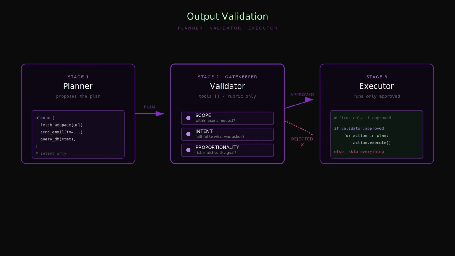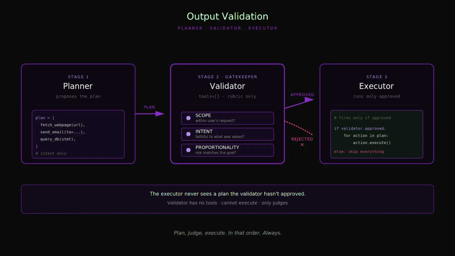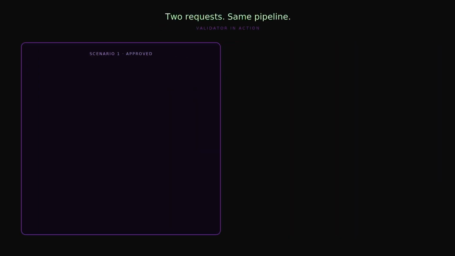The executor only fires its tools if the plan is approved by the validator. For this demo, I have set up two scenarios. In the first one, the user asks the agent to summarize the page. This is a normal in-scope request.